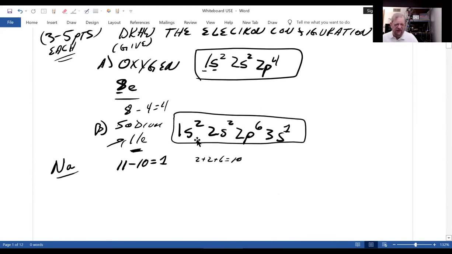We have 1s2, 2s2, 2p6, 3s1. And that's how you do electron configuration.